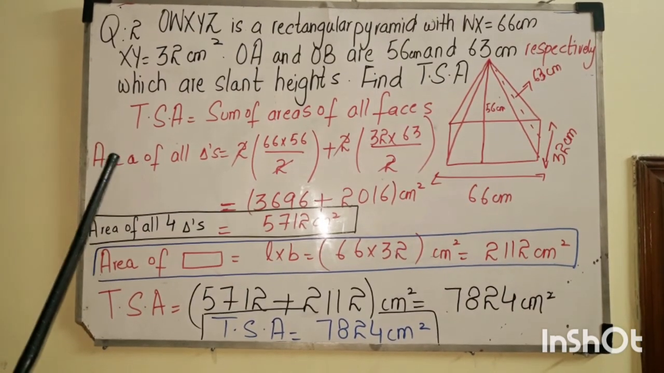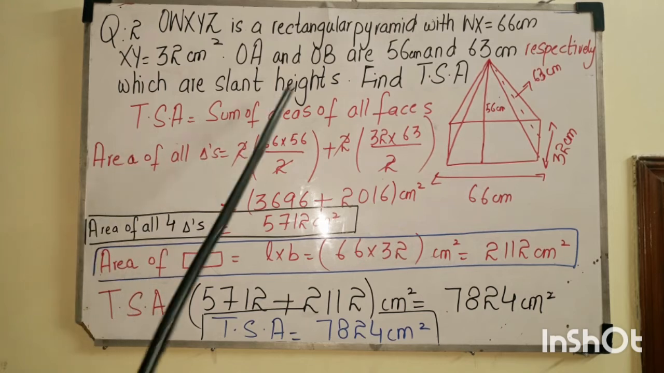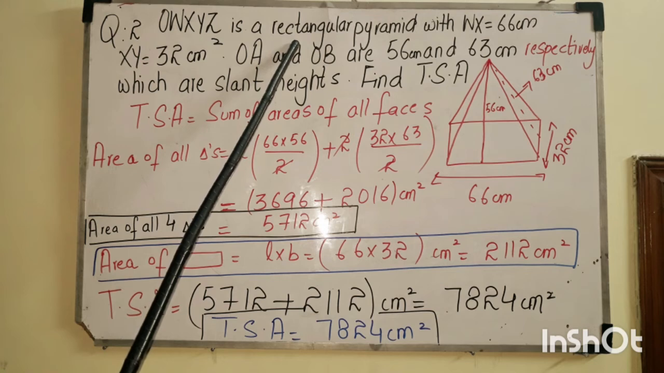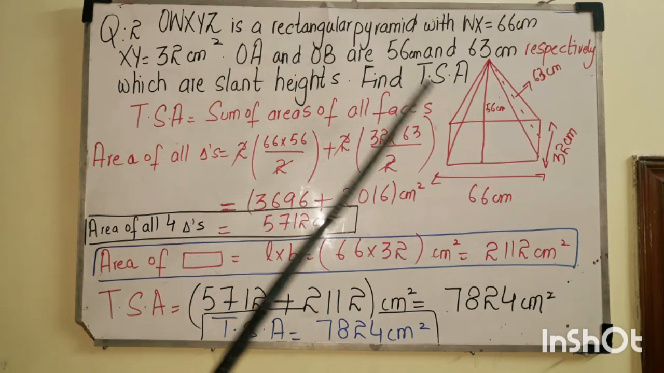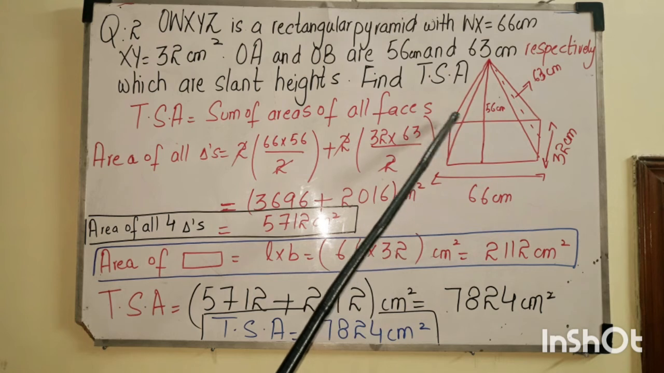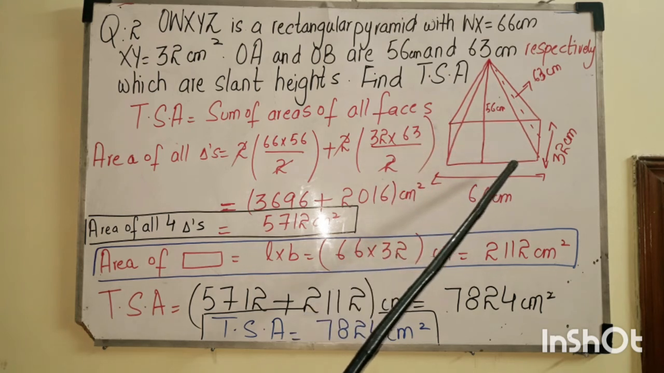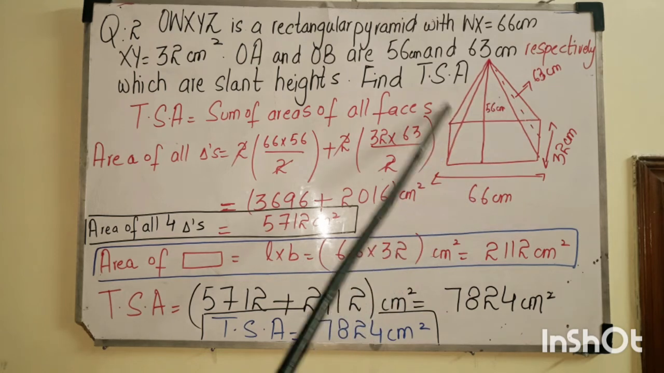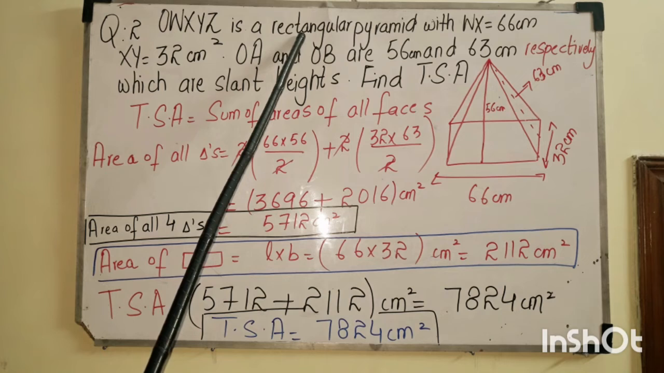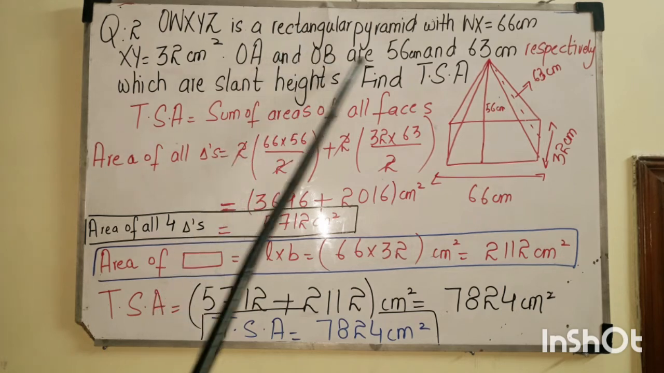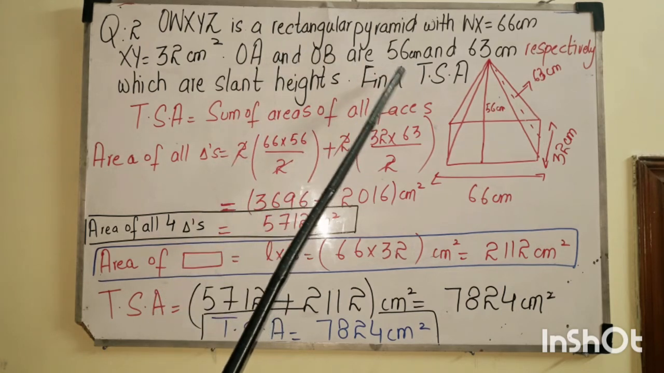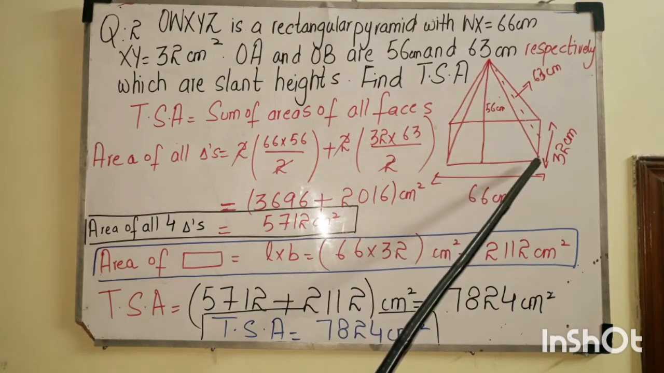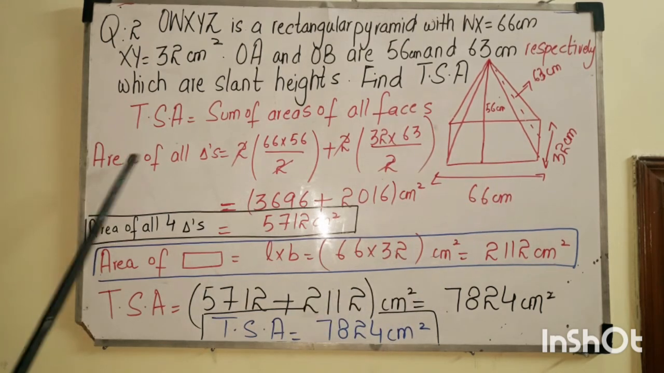Now I will discuss question number 2: OWXYZ is a rectangular pyramid. It is given that it is a rectangular pyramid, and I have explained earlier that in a rectangular pyramid the opposite faces will have the same area. Again there are 4 triangular faces in the pyramid, and the opposite triangles will have the same area, because the rectangle has opposite sides equal. So OA and OB are the slant heights. We will have 2 slant heights, because the opposite sides are equal to each other. So this slant height and this slant height will be different. So I will calculate the area of all triangles.